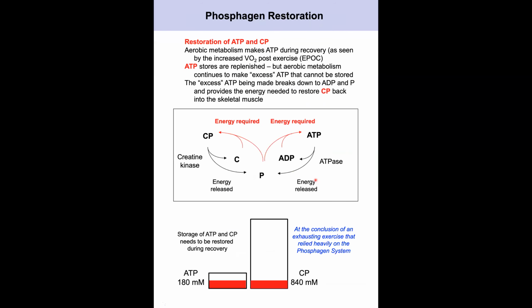So let's look at phosphagen restoration. This is the restoration of ATP and creatine phosphate. Funny enough, it's ATP that replenishes phosphocreatine. If we remember this system, creatine phosphate breaks down into creatine and phosphate to make more ATP. Now, when you stop exercise, you're going to have a surplus of ATP produced aerobically. And we will actually use that energy to attach creatine and phosphate back together to store it as creatine phosphate.